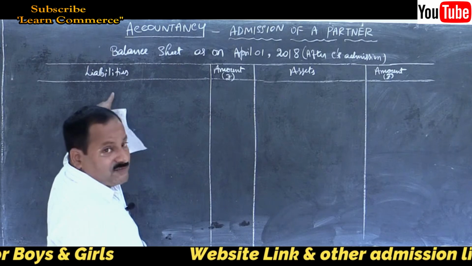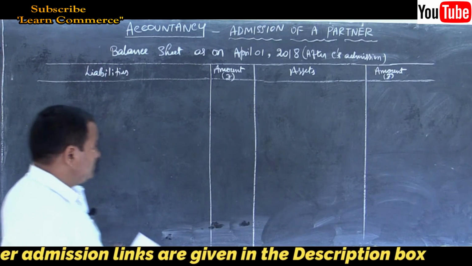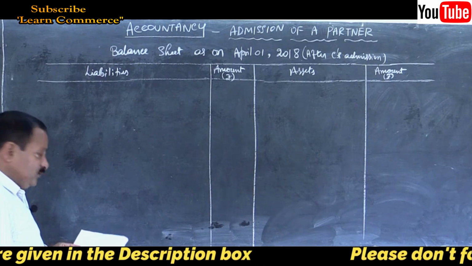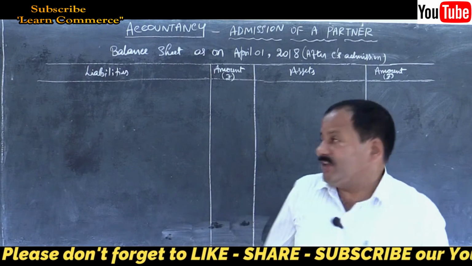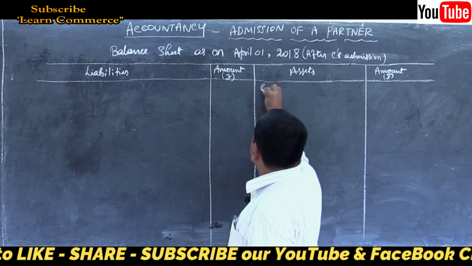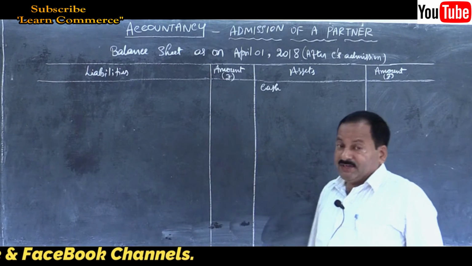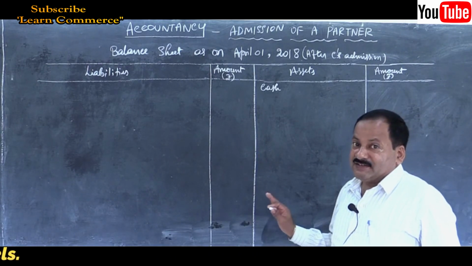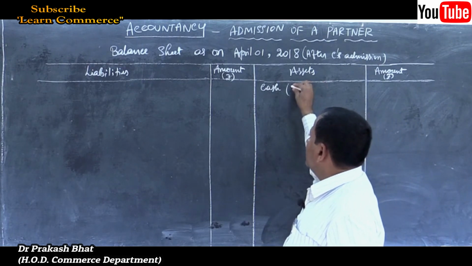Write the column headings, liabilities amount in rupees, assets amount in rupees. So go on writing. I told you follow the liquidity order. First cash. Let us take up asset side first. Cash, not cash account, it is cash. We are writing the asset, that's all. So cash, write within bracket, that is opening balance.